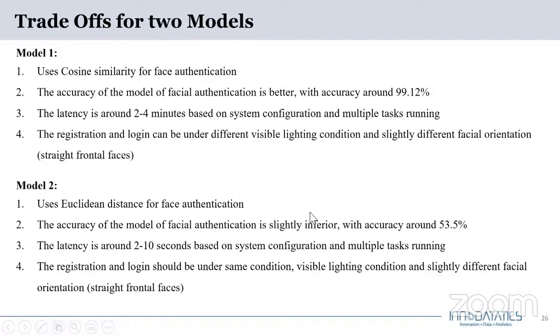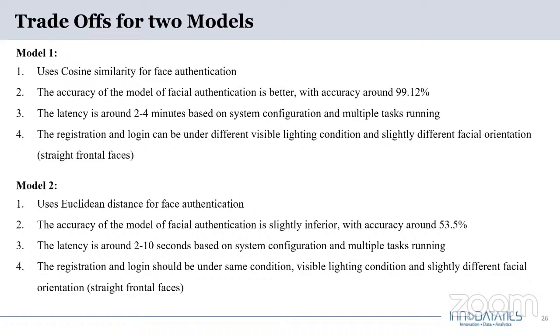Now we'll understand the trade-offs of the two models. As Shivani discussed, for the facial authentication, we used two models, that is model 1 and model 2. Model 1 uses cosine-based similarity for facial authentication. The accuracy of this model is better, which is around 99.12, and the latency is around 2 to 4 minutes based on the system configuration and multiple tasks running in the system. The registration and login can be under different visible conditions, lighting conditions, and slightly different facial orientation, but it will access only the straight frontal faces.